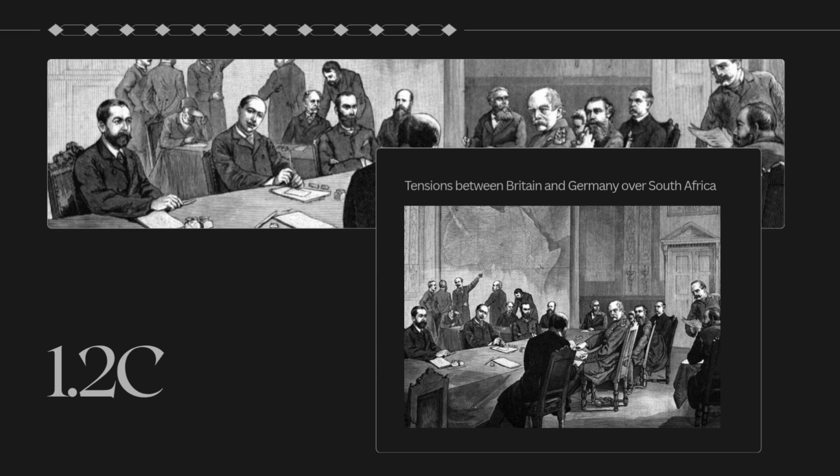Although Britain won the war, it revealed weakness in the army, killed 22,000 soldiers, and cost 200 million pounds. Britain was also criticized for its harsh scorched earth tactics. This is our key term that I mentioned earlier. And for placing Boer families in deadly concentration camps, where about 30,000 civilians died.